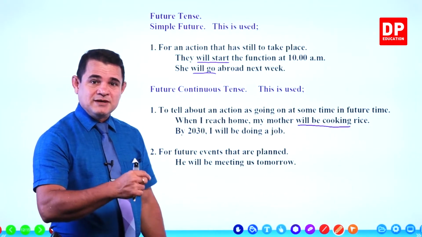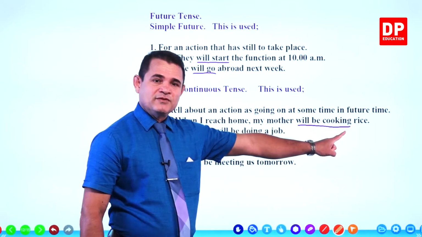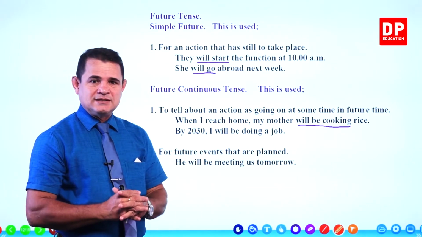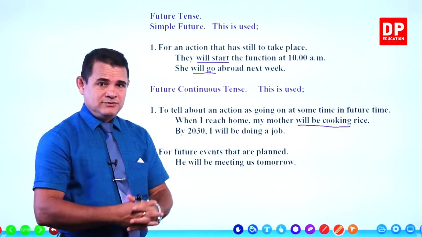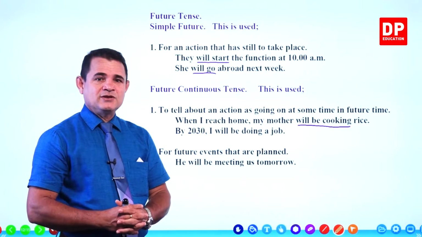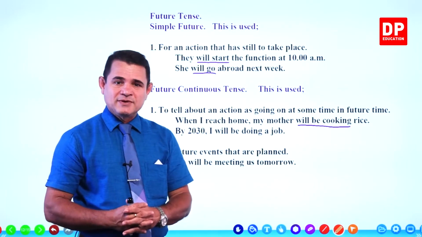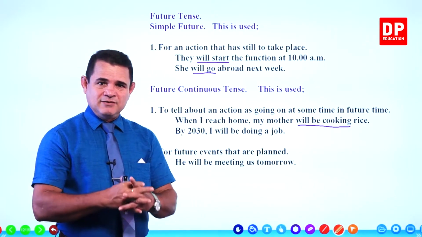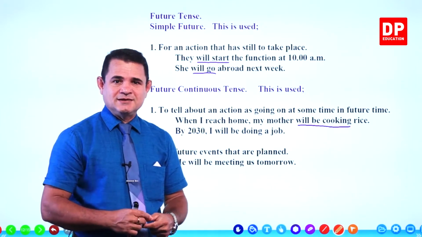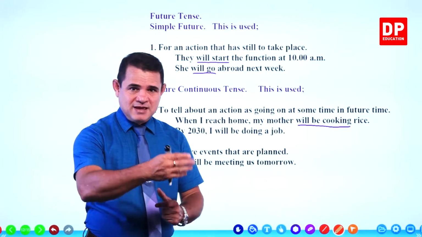My brother will be playing. Will be plus ing form of the verb. Future continuous. So when you want to tell something that will be happening in the future, you can tell in this form. I will be studying in the university next year. Then you are hoping to enter the university. So you can tell something that will be happening in the future.